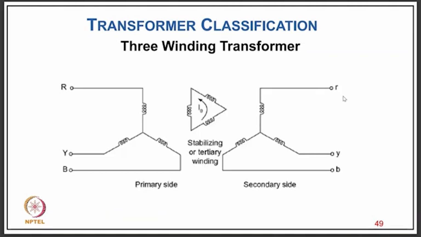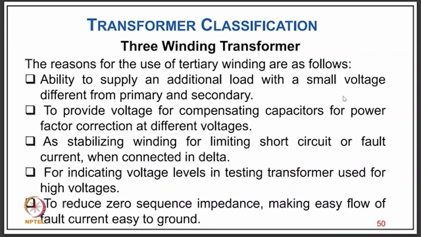A typical example is a 3 phase transformer with primary winding and secondary winding, and of course a tertiary winding as a stabilizing tertiary winding also. In many cases we have a tertiary winding in a large number of transformers for many purposes. One may be providing compensation, another is stabilizing. There are plenty of applications for which we sometimes use a tertiary winding in a 3 phase transformer.